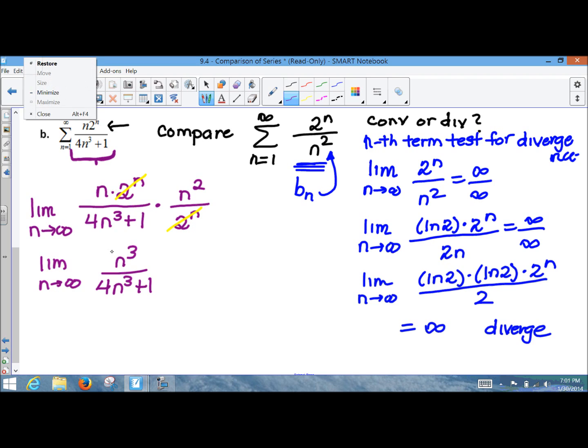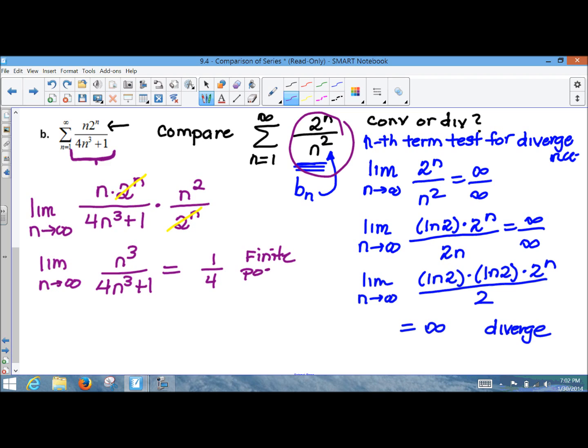That's a good indication that you picked a pretty good nth term expression to use. This limit obviously would be 1/4. 1/4 is pretty finite, and it is pretty positive. So the behavior of our series that we were given should match the behavior of the series that we sort of made up, discovered on ourselves. So the answer would be diverge.